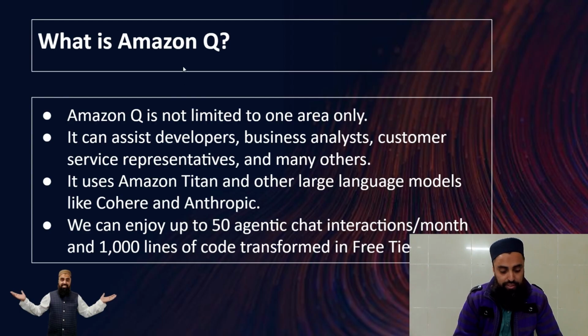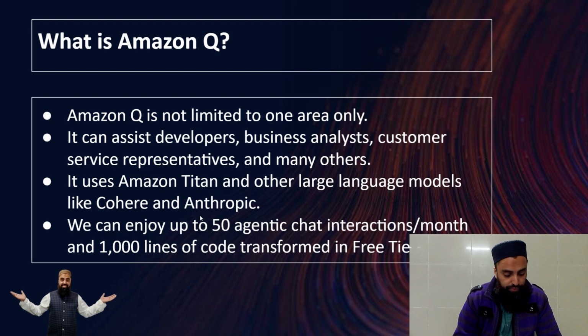Amazon Q is not limited to one area only. It can assist developers, business analysts, customer service representatives (CSRs), and many others. So if I am a DevOps engineer, it does not mean that Amazon Q is only limited to DevOps engineers or AWS engineers or cloud engineers. Business people can also use Amazon Q. Business analysts, supply chain experts, and developers can also use Amazon Q, and it uses Amazon Titan. I hope that you know about Amazon Titan, which is the LLM, the large language model of AWS. And not only that, it also supports other language models like Cohere and Anthropic.